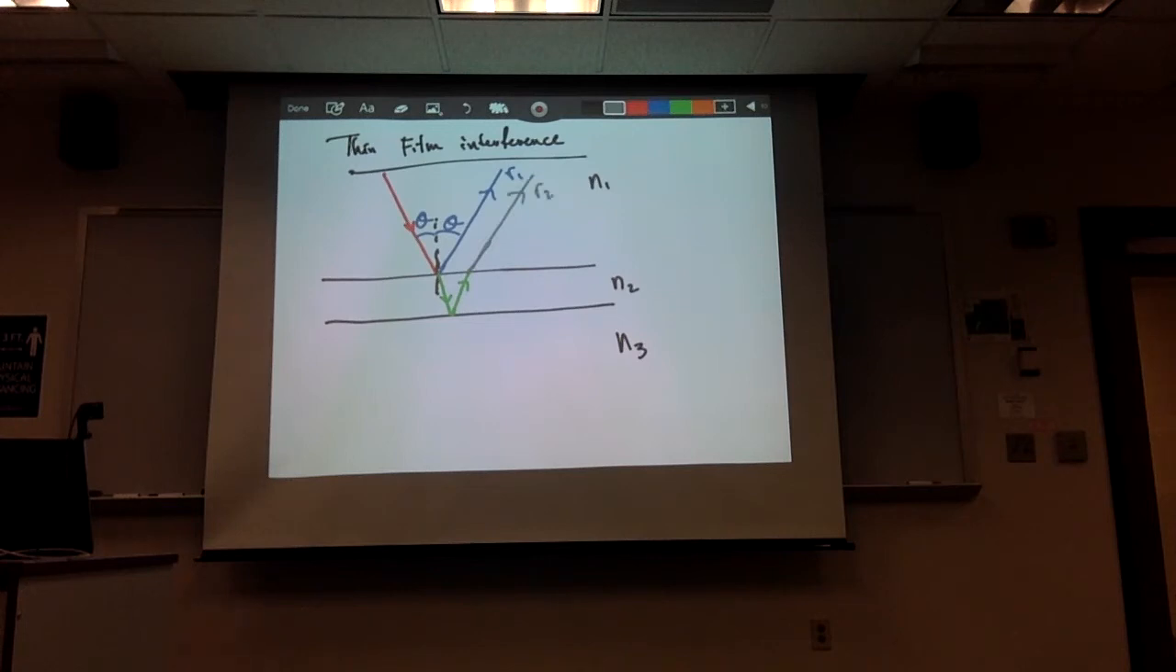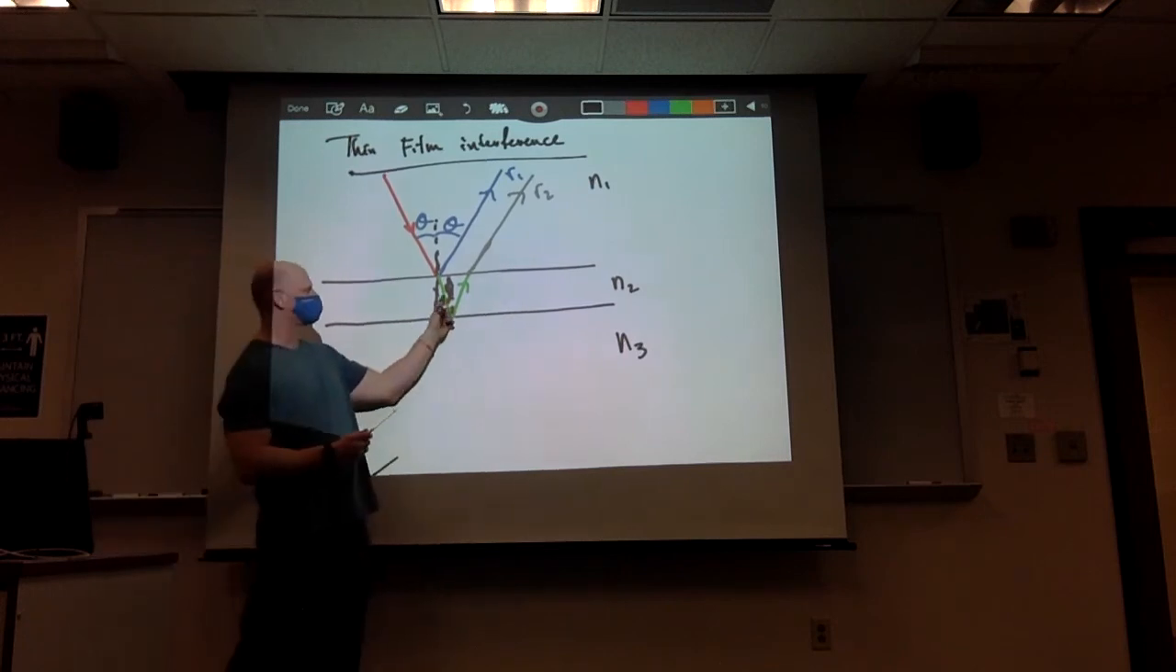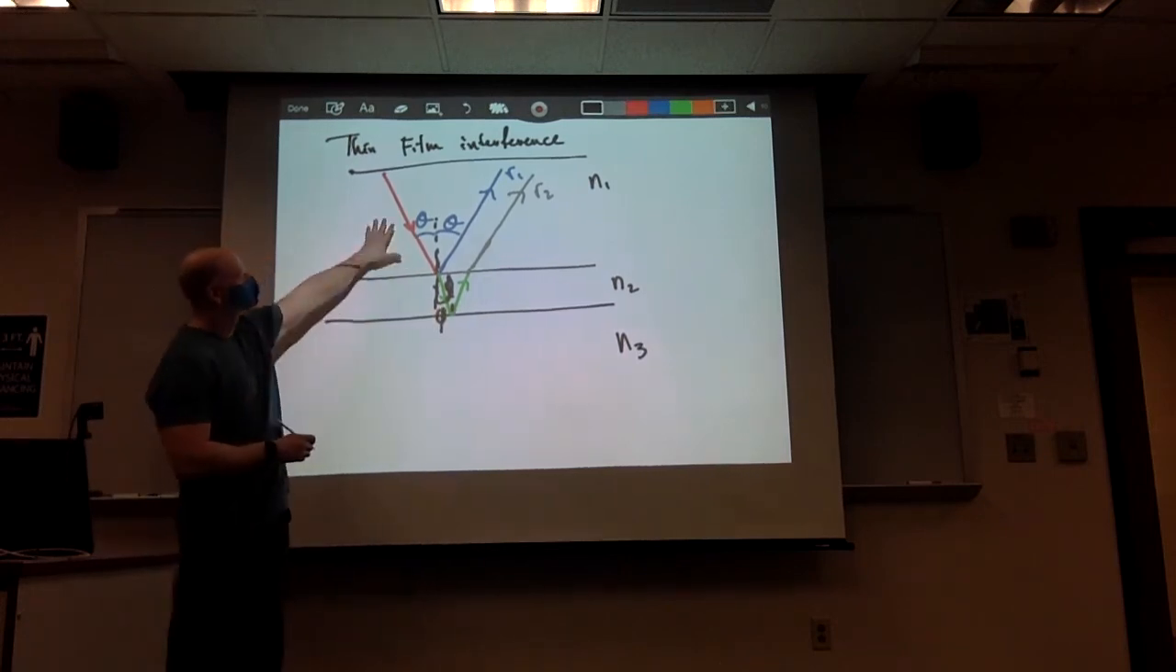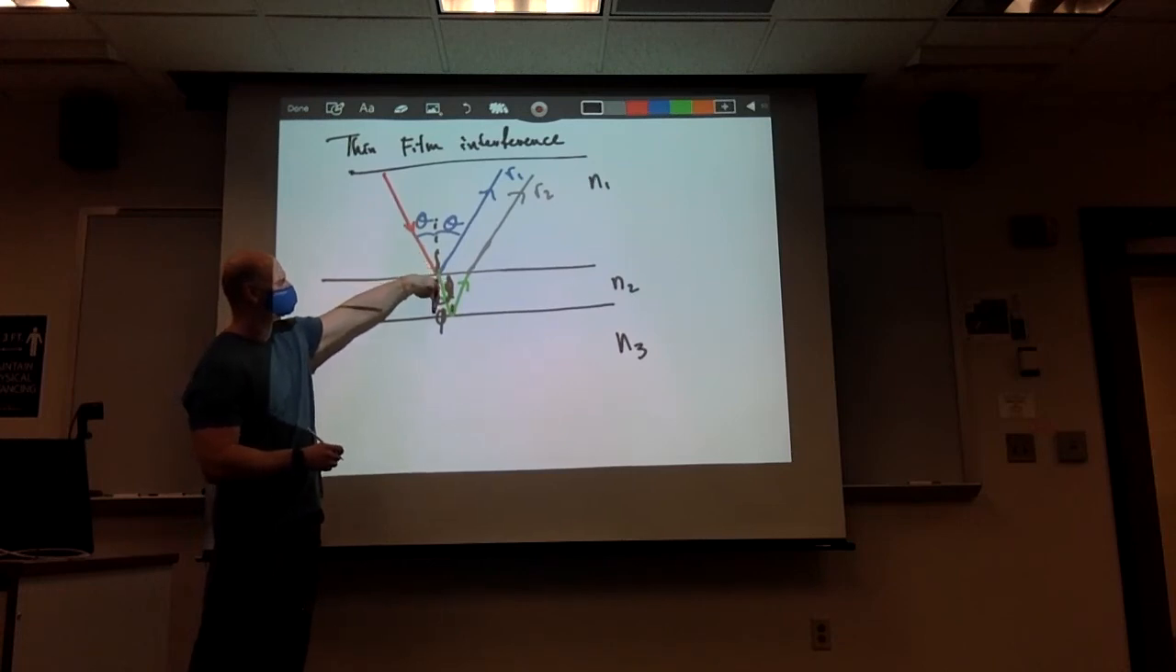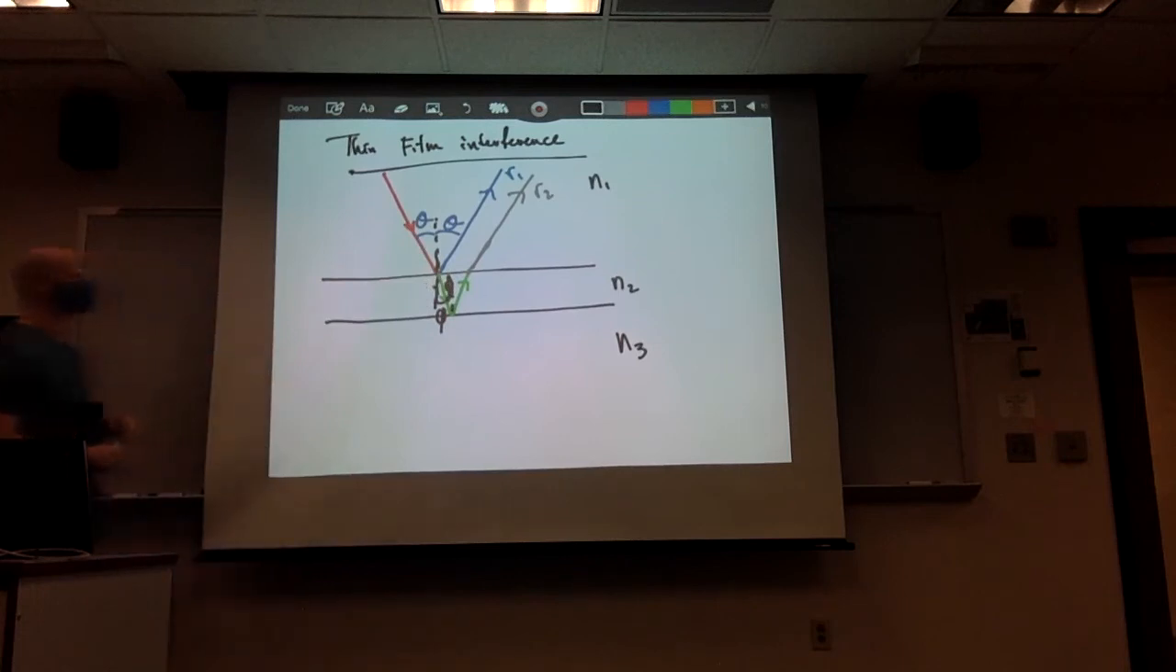Now, again, we know this is going to have a different angle here. So let's call this angle phi, and then this angle here is, of course, going to be the same angle phi, because the law of reflection says this angle has to be the same as this angle. But depending on how this is going to move, it's either going to be more towards the horizontal or more towards the normal, or away from the normal, depending on the size of those two indices.